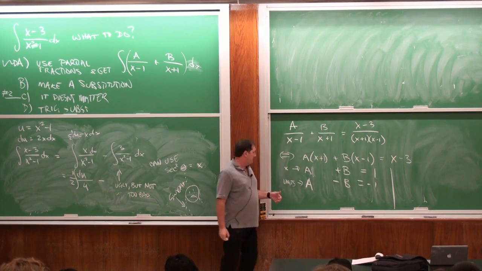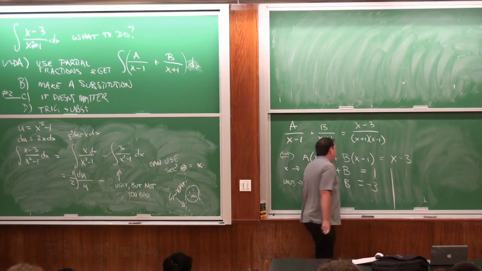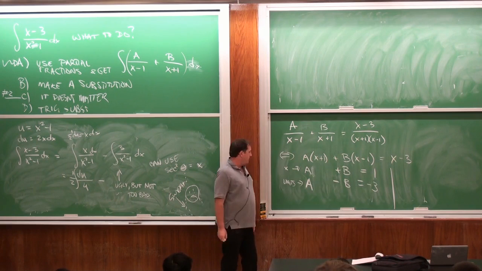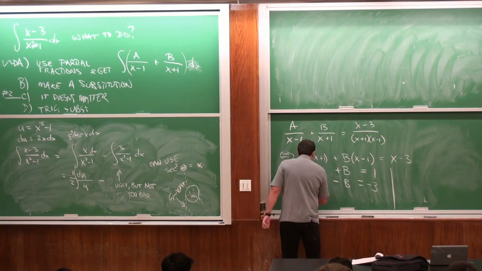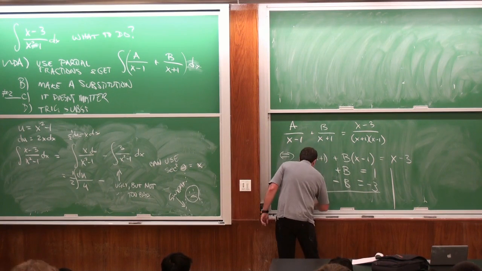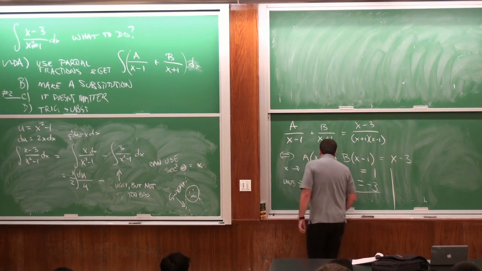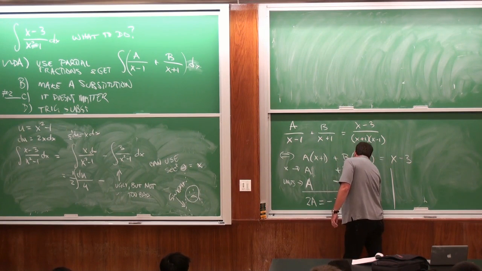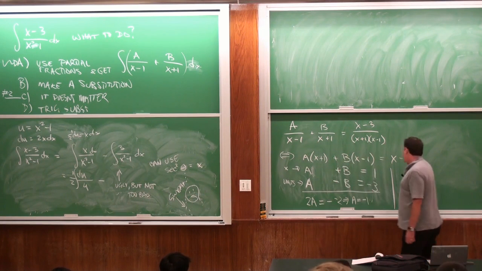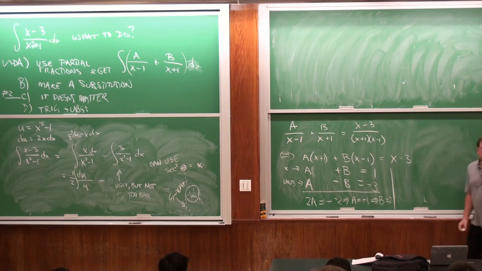And then I solve, that's a 3, just a funny looking 3. And then I solve those simultaneously. So if I add those things together, I get that 2a equals minus 2. And so a equals minus 1. And since a plus b is 1, that means b is 2. So that's one way I can do it.